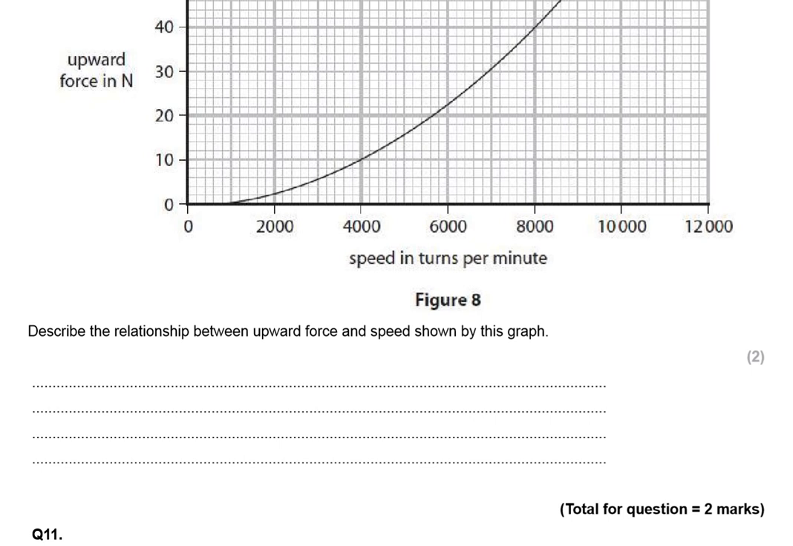Okay, now the first statement we can say, so what's the relationship between force and speed? Here I can say that the upward force increases with speed. As the force increases, as I go from 10 to 30, what's happening? The speed goes from 4,000 all the way to this here. You can see that when one goes up, the other one goes up.